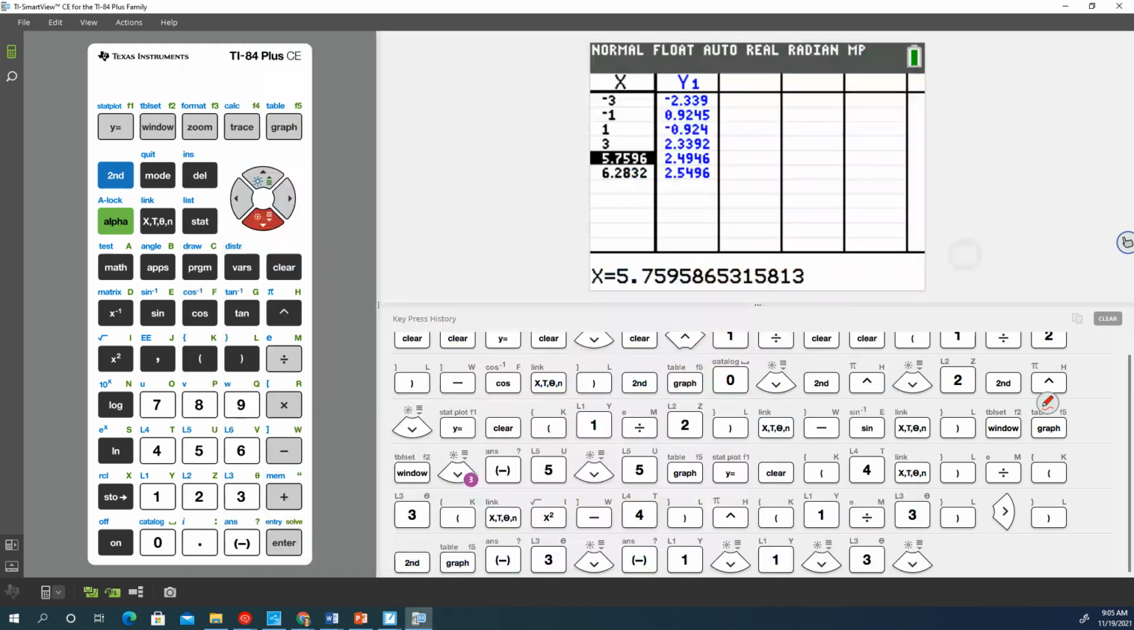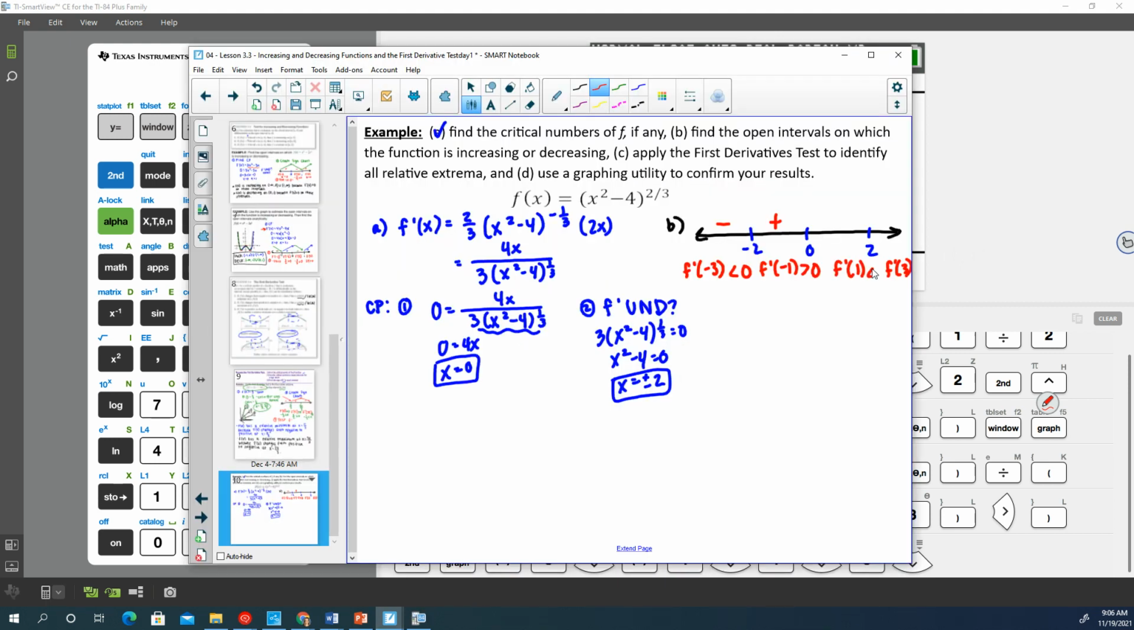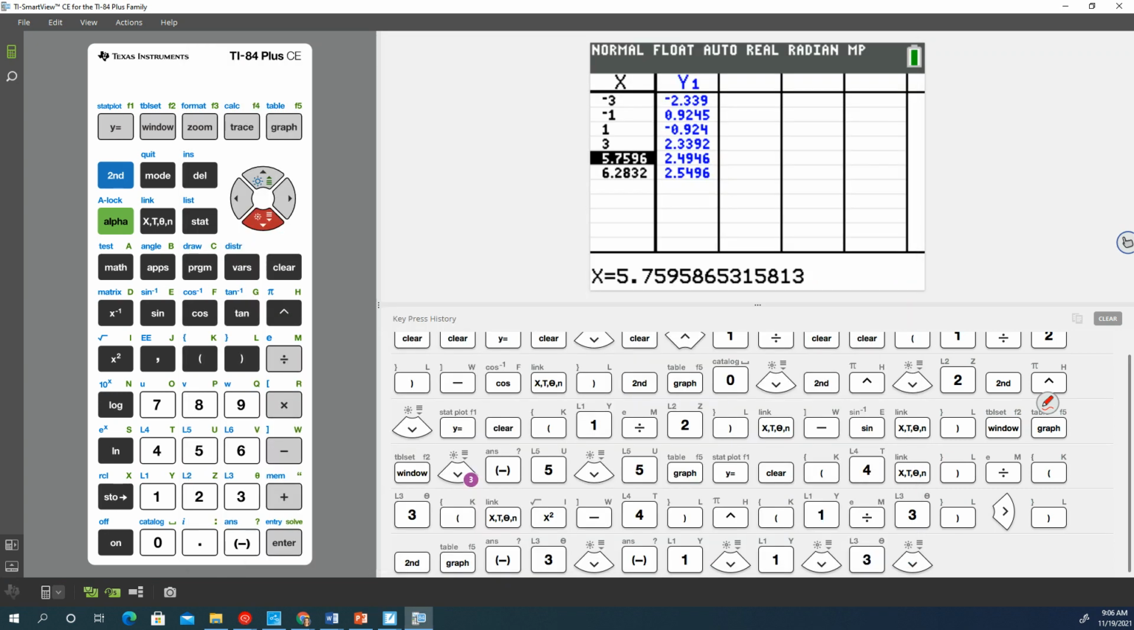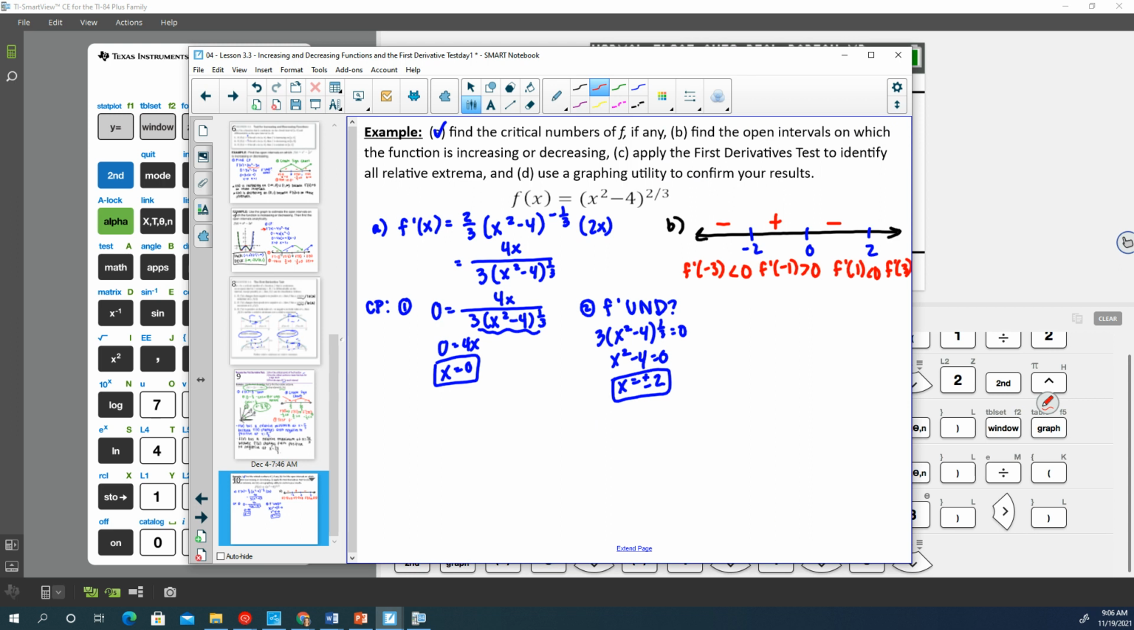There. F prime of 1. Oh, negative. F prime of 3, positive. Those other numbers in my table are just left over from the last problem. Positive. This one's greater than 0.